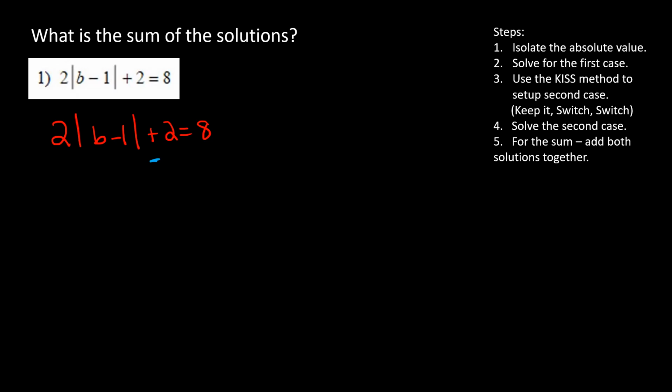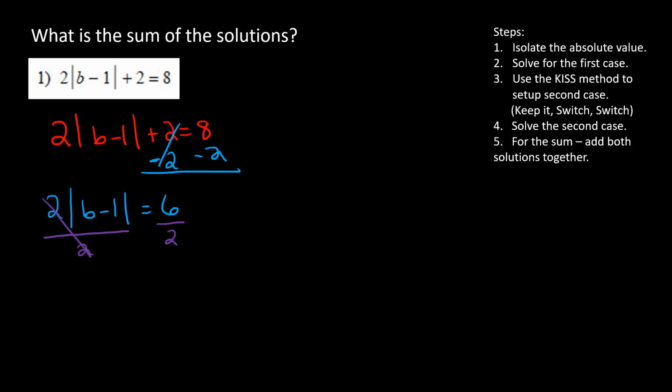So let's get rid of that plus 2 by first subtracting 2 from both sides. And so we're left with 2 times the absolute value of b minus 1 equals 8 minus 2, which is 6. All right, so we still don't have our isolated absolute value because of this 2. So we want to divide both sides by 2. Remember, the opposite operation of multiplication is division. These 2s simplify out, and we're left with the absolute value of b minus 1 equals 3. And I'm going to box this, not because it's our answer, but because this is our isolated absolute value.